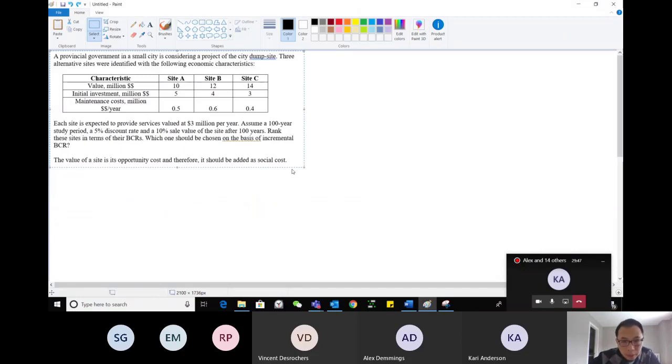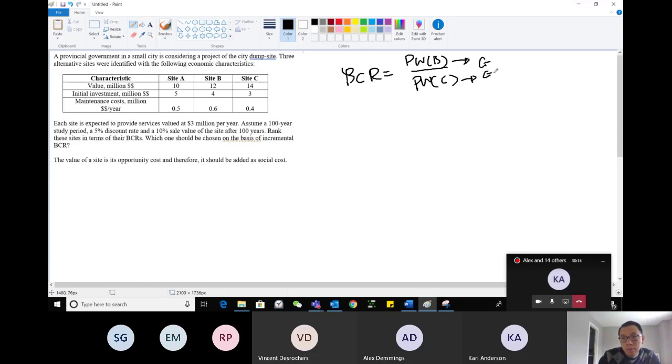Question 1 already gave you the present worths, right? So if you look at the equation we talked about for BCR calculation, the BCR equals the present worth of the benefits over the present worth of the cost, right? In the previous example, those 2 were given, so you don't need to calculate that. In this question, they're not given, so we need to do a little bit of calculation. So let's just go through the example first.